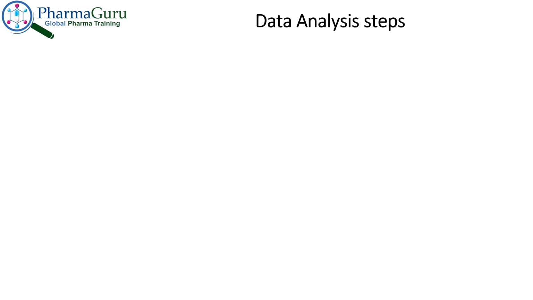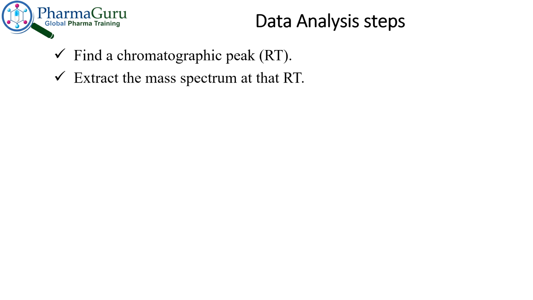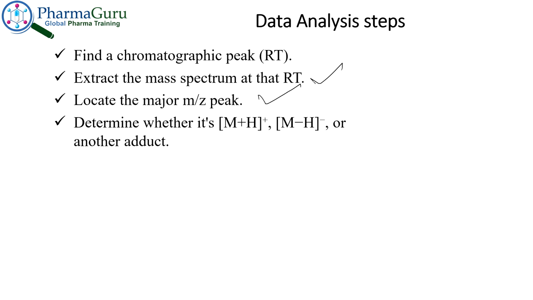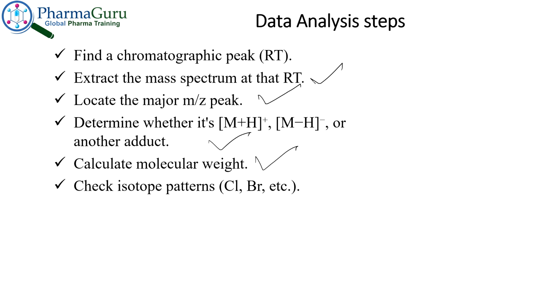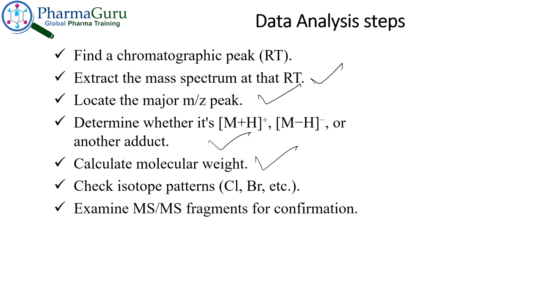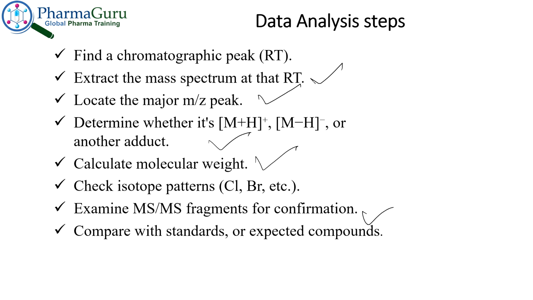Data analysis steps. These are the key steps required for data analysis. First, find the chromatographic peak retention time. Next, extract the mass spectrum at that RT. Next, locate the measured M by Z. Next, determine whether it is M plus H or M minus H or any other adduct. Calculate the molecular weight. Check isotope patterns, whether it contains chlorine, bromine, or sulfur. Examine MS fragments for confirmation. Compare with standard or expected compounds for the final decision.